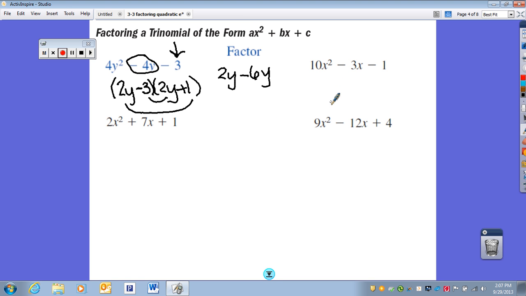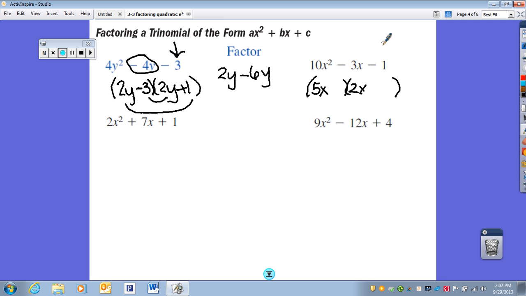In the next example, I check to be sure that there is not a common monomial factor. 10, negative 3, and negative 1 can only be divided by 1. So we'll set up our two parentheses. And with trial and error, I could use 10 and 1 or 5x and 2x as my factors. So I'm going to use 5x and 2x as my first trial.